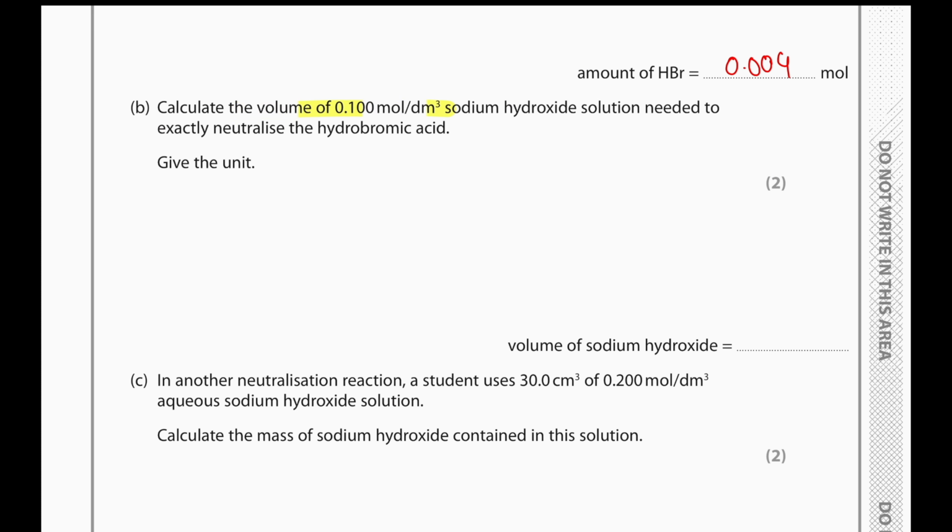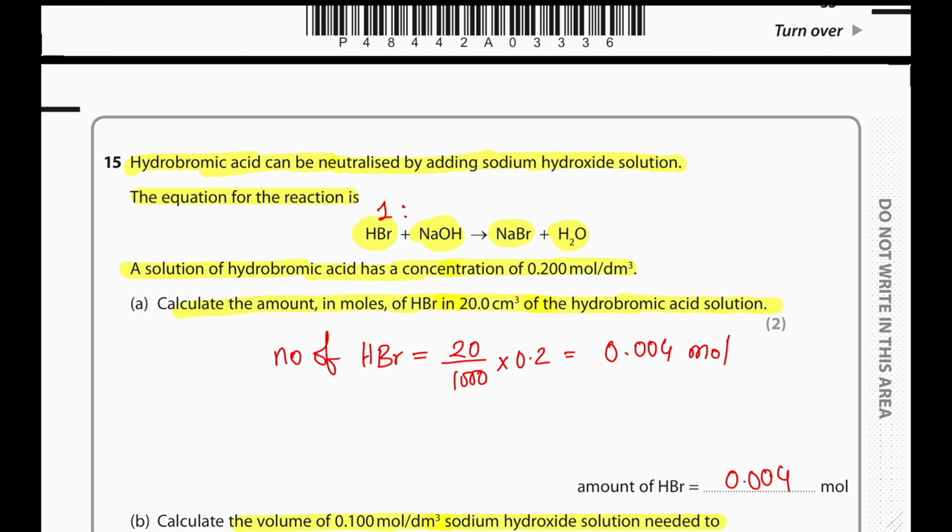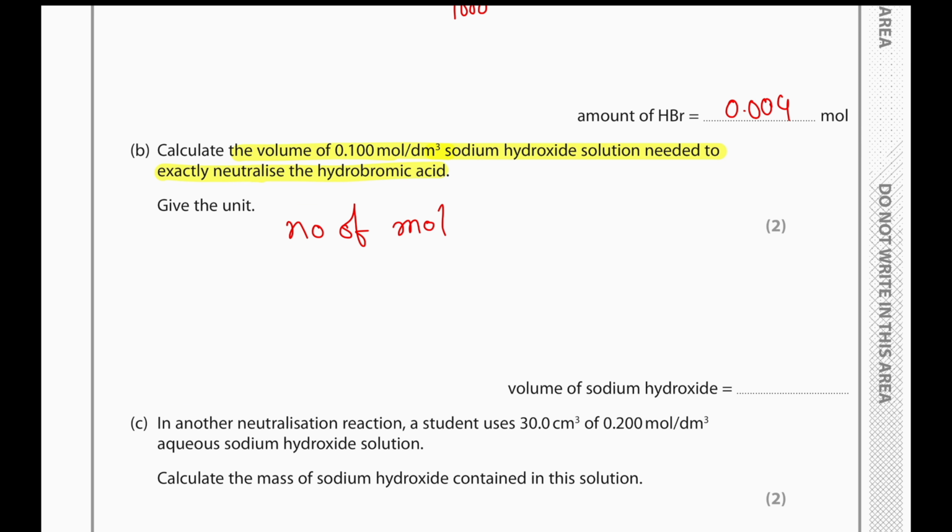Calculate the volume of 0.1 mol per dm cube sodium hydroxide needed to exactly neutralize the hydrobromic acid. In this case, it's very easy because they react in a 1:1 ratio. So the number of moles of sodium hydroxide must be the same. To find the volume, number of moles is equal to volume times concentration. So if we want to find the volume, we have to divide the number of moles by the concentration.